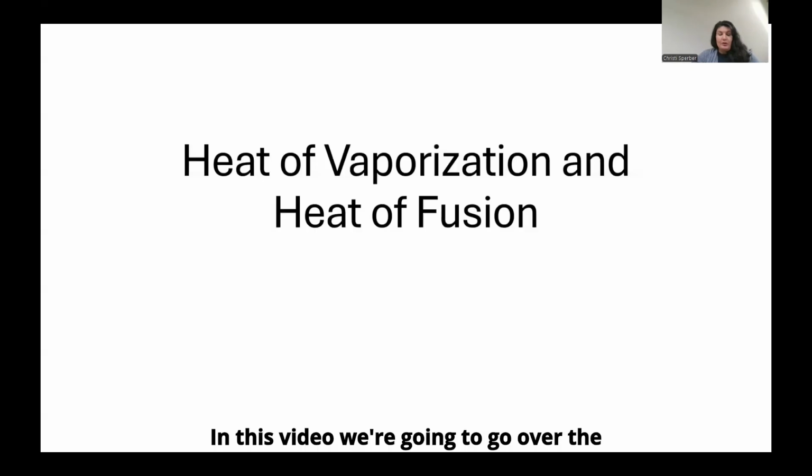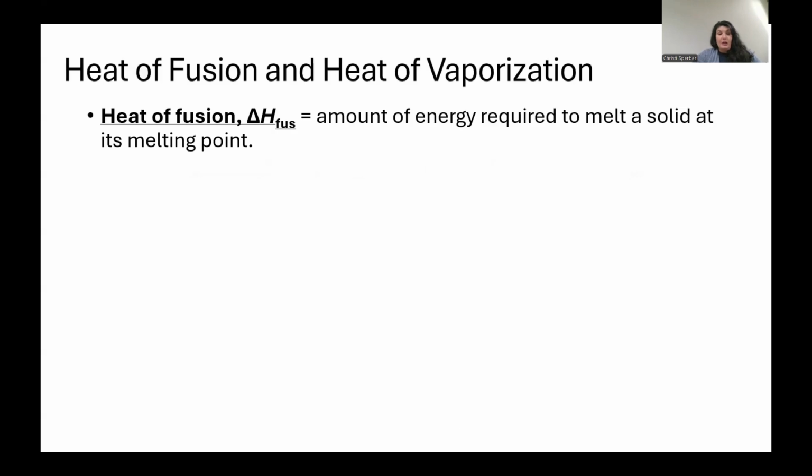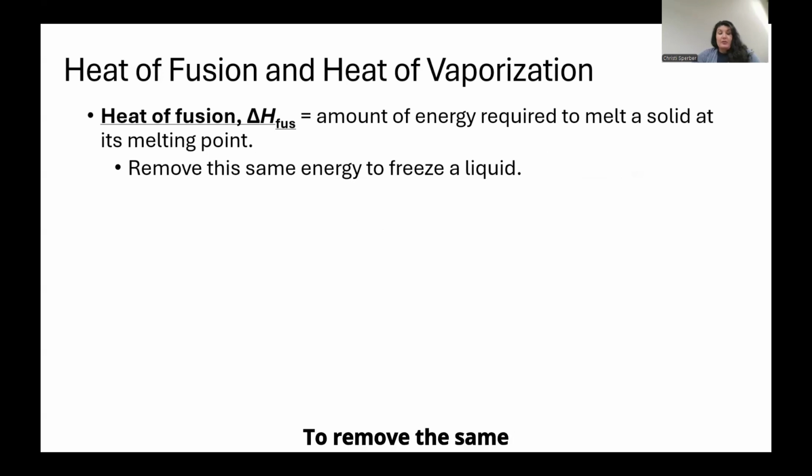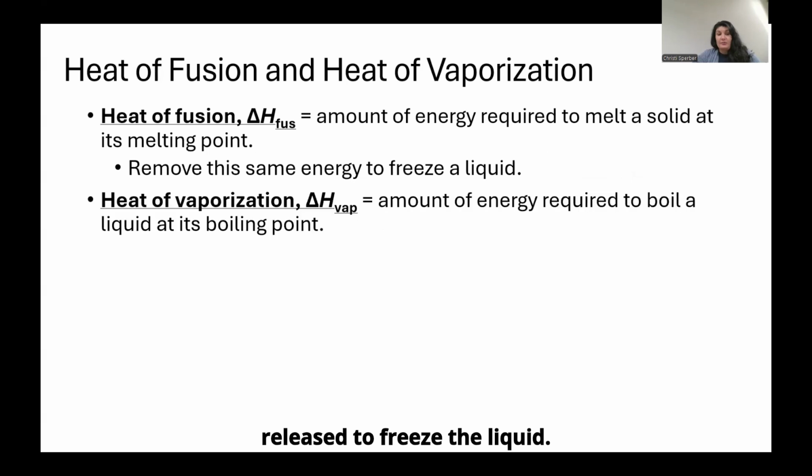In this video, we're going to go over the heat of vaporization and heat of fusion. The heat of fusion, or delta H of fusion, is the amount of energy required to melt a solid at its melting point. Remove the same energy to freeze a liquid. So the amount of energy required to melt a solid at its melting point, if you remove the same amount of energy, it's equal to the energy released to freeze the liquid.